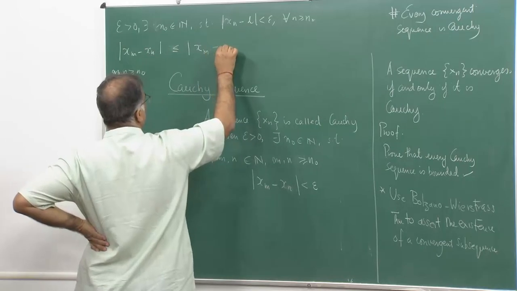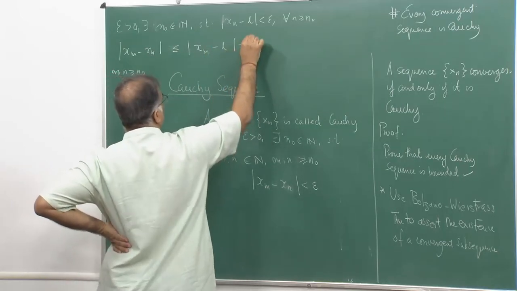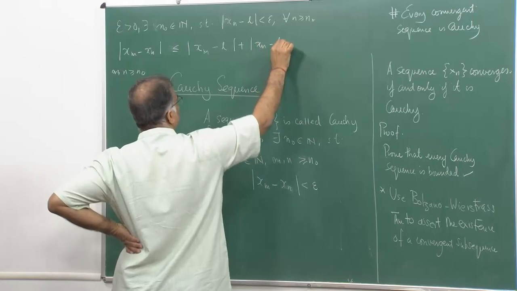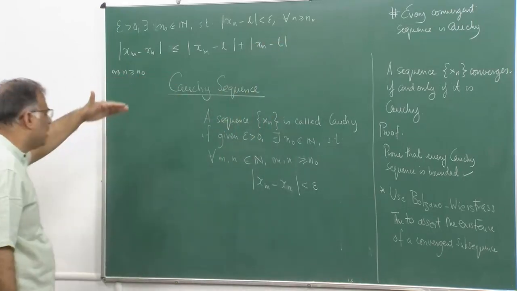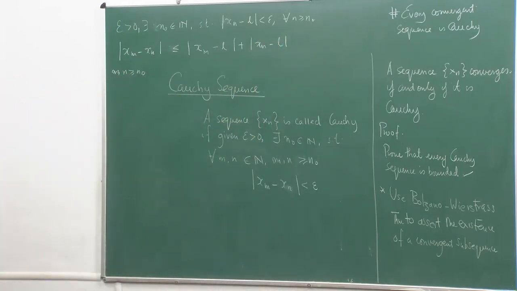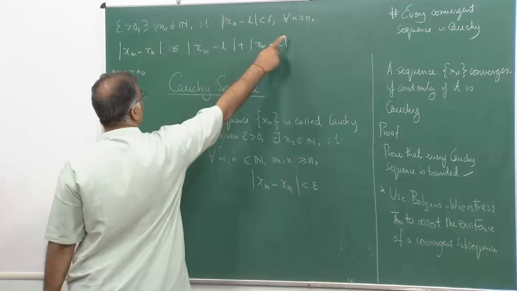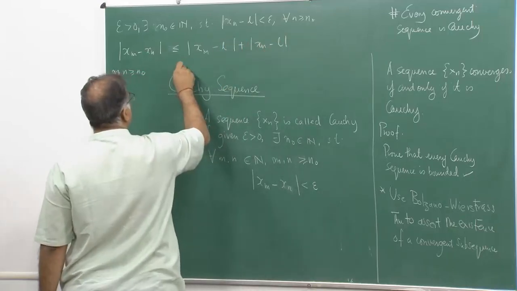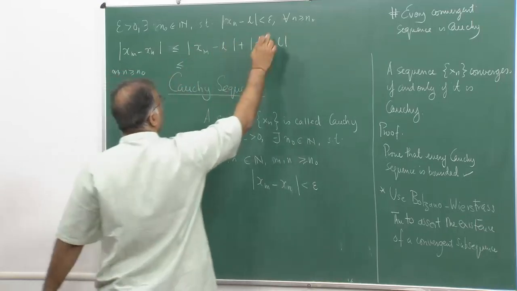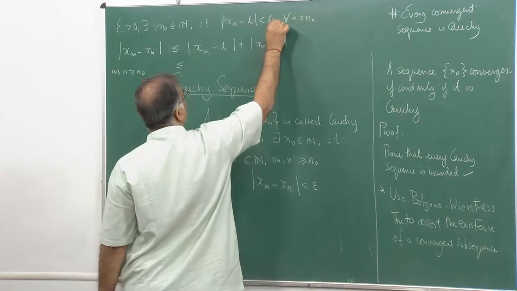So, xm minus L plus xn minus L. I will not go into the intermediate steps, which you should be able to do. My TAs will do that intermediate step for you. And what does this mean? Both are bigger than n naught. It simply means each is less than, I can write, epsilon by 2 if you do not mind.